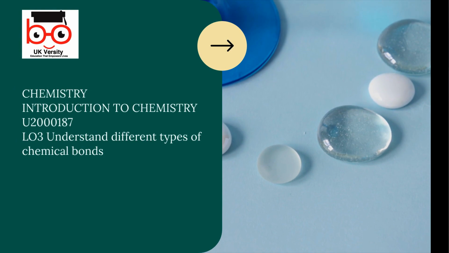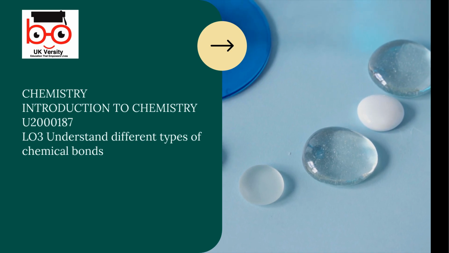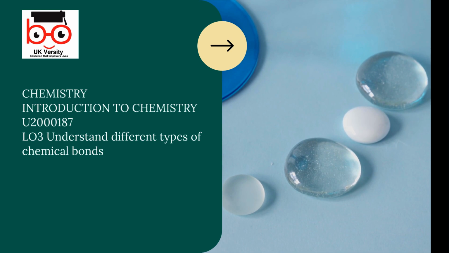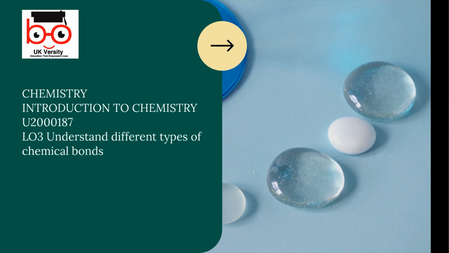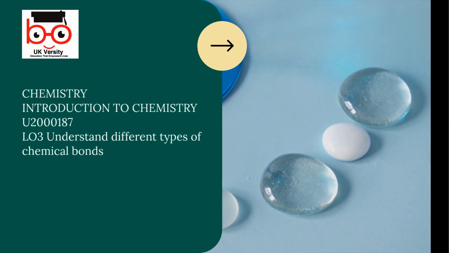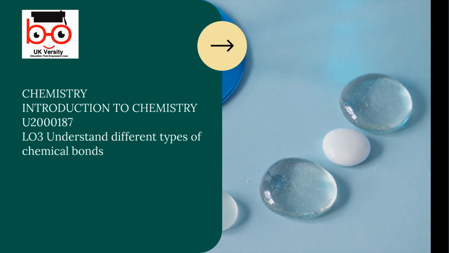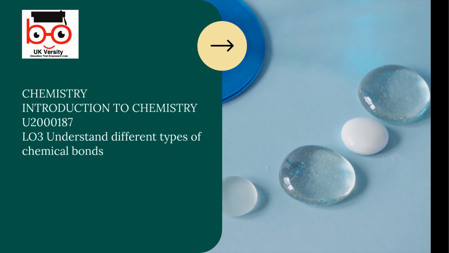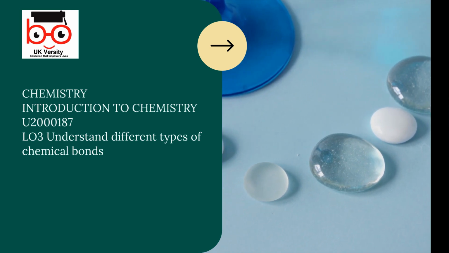Learning outcome, LO3: understand different types of chemical bonds. Today, we will learn how atoms achieve stability through bonding. Why understanding chemical bonds is key to grasping the stability of atoms. The different types of chemical bonds: ionic, covalent, and metallic. This session will explore how atoms interact to become stable, the rules that govern these bonds, and examples of each type in real life.